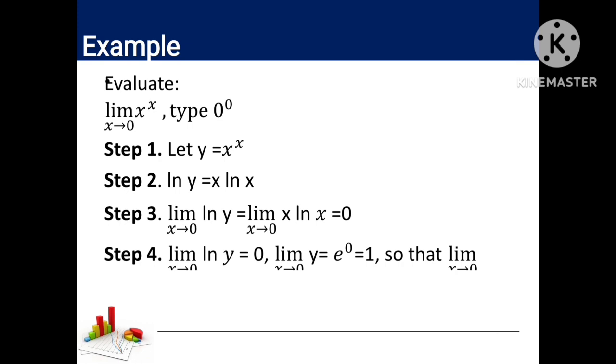So we have here step 4. The limit of ln y as x approaches 0 is equal to 0. The limit of y as x approaches 0 is equal to e raised to 0, which is equal to 1. So that limit of x raised to x as x approaches 0 is 1. So that's all. Thank you.